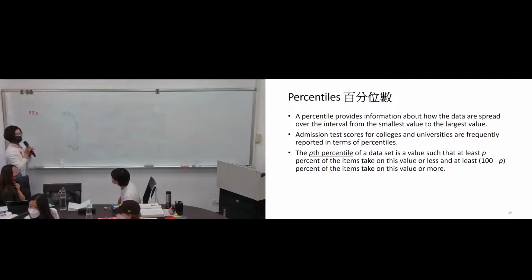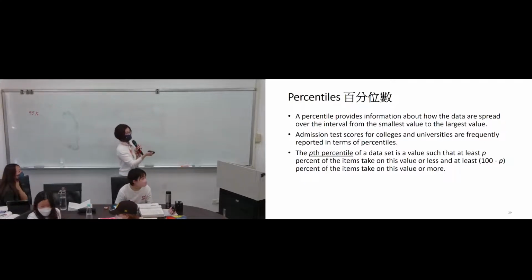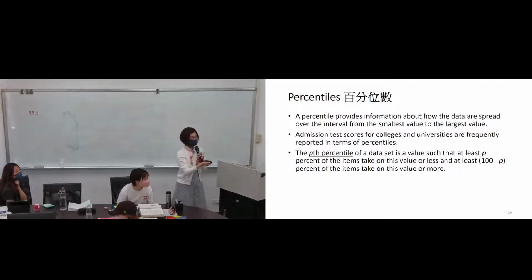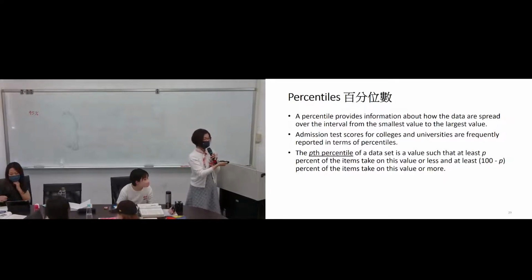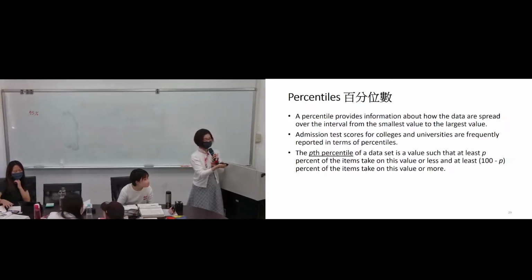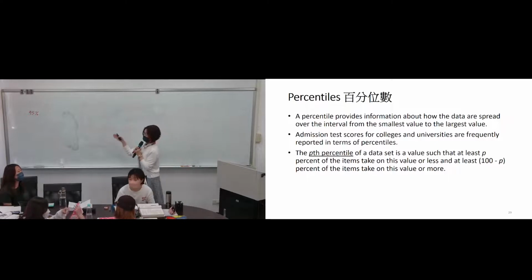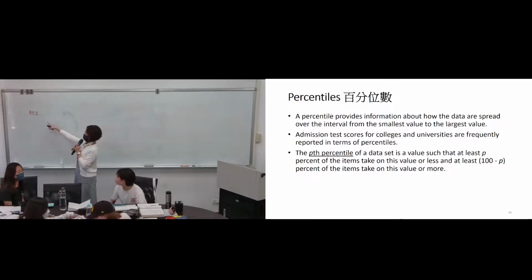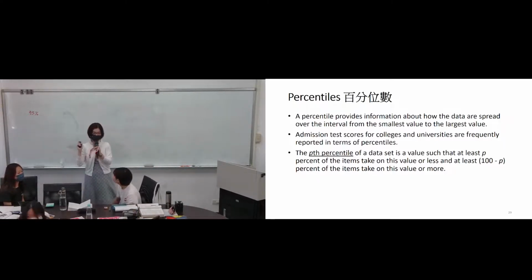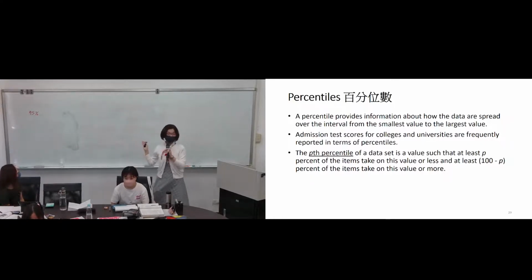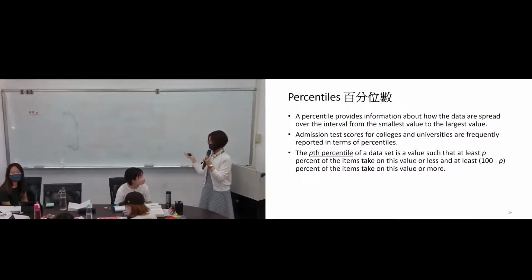So the p-th percentile of a data set is a value such that at least p% of the items take on this value or less, and at least 100 minus p% of the items take on this value or more. So for example, if your English is in the top 5%, that makes you 95th percentile, and you take on at least 95% of the scores.